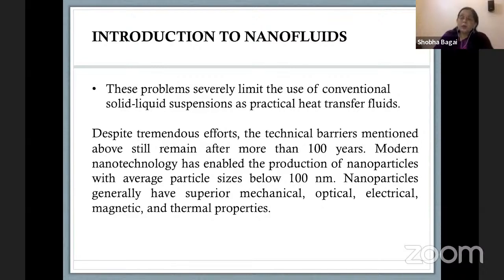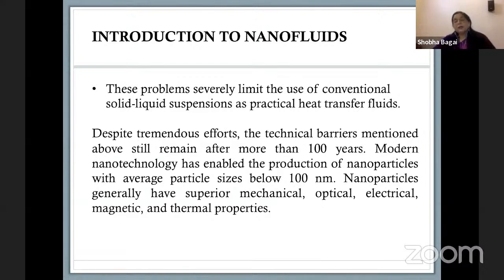If they are smaller in size, these kinds of difficulties which arose with the microparticles which Maxwell had proposed could be overcome, because the mixture could now be more homogeneous, and nanoparticles being very, very small could float in the base liquid rather than settling down.